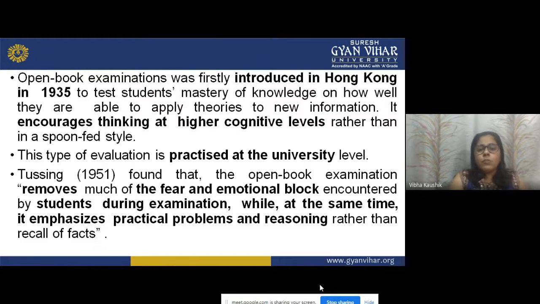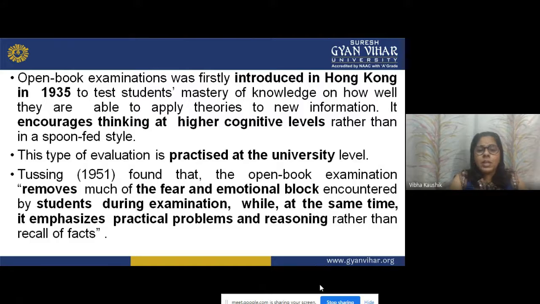Open book examination was first introduced in Hong Kong. In which country was it introduced for the first time? It was introduced in Hong Kong in 1935. So it's not a new concept. It was introduced to test students' mastery of knowledge, on how well they are able to apply theories to new information that was given to them.